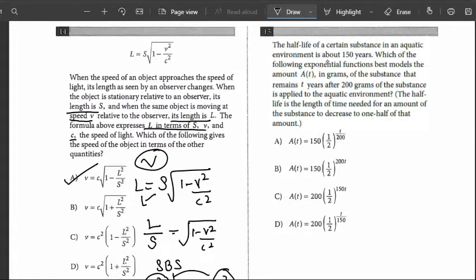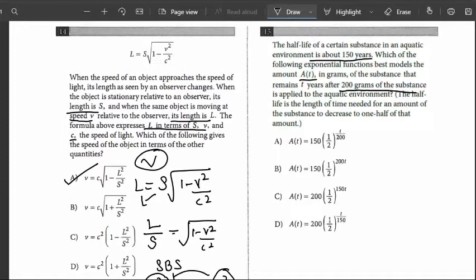The half-life is about 150 years. Which of the following exponential functions best models the amount A of the substance after t years, after 200 grams of the substance is applied to the environment? The half-life is the length of time needed for an amount of the substance to decrease to 1/2 of that amount.